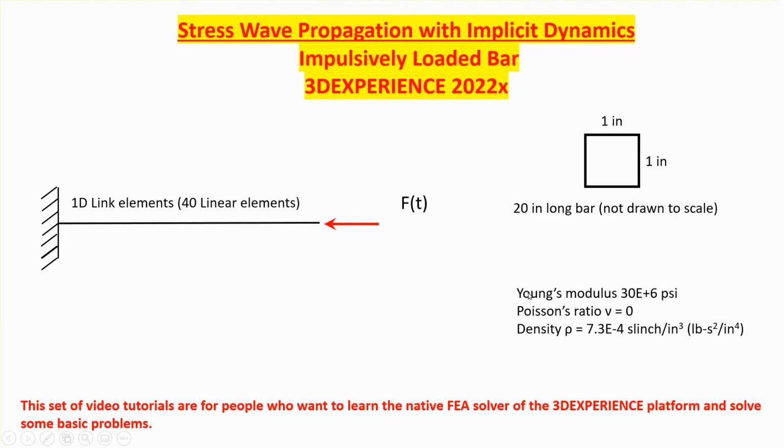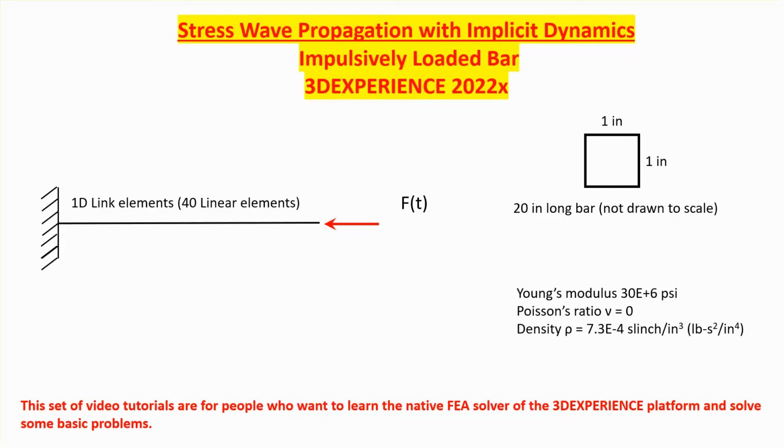The Young's modulus is that of steel, and Poisson ratio is going to be taken to be zero because when you use bar elements or beam elements, Poisson ratio does not come into the picture anyway. Density is given in this rather unusual imperial unit, slinch per inch cube. And these simpler videos are intended for people who want to learn and practice with the native FEA solver of the 3D Experience, which is in a sense Abaqus Standard.